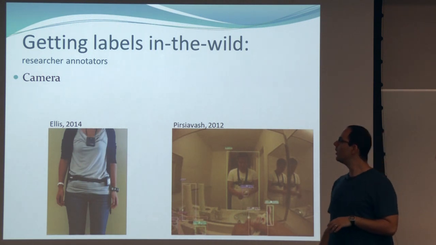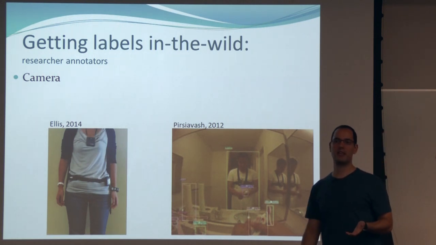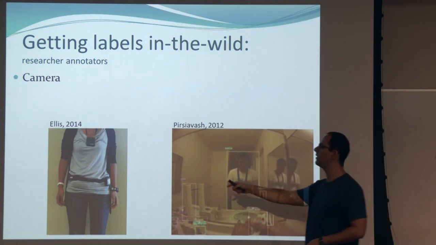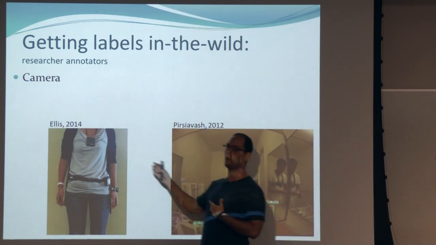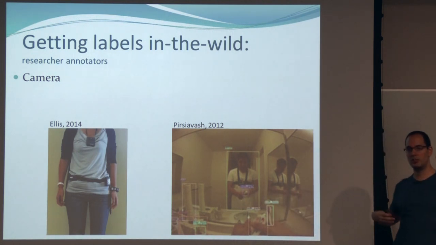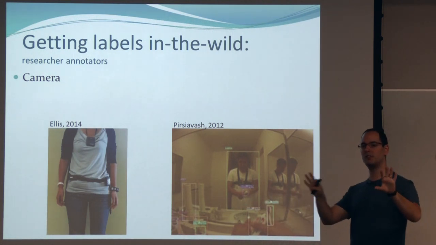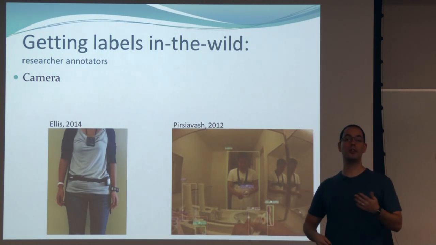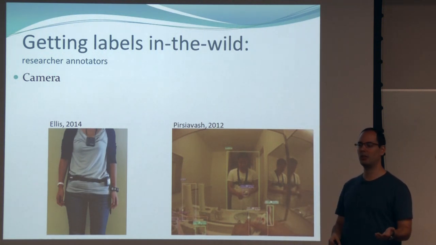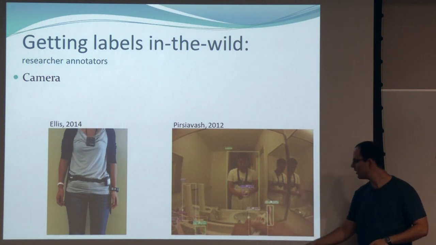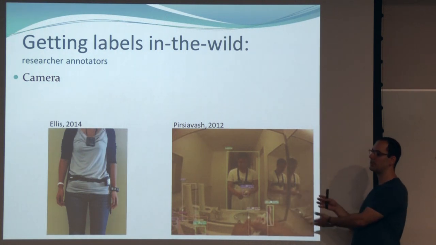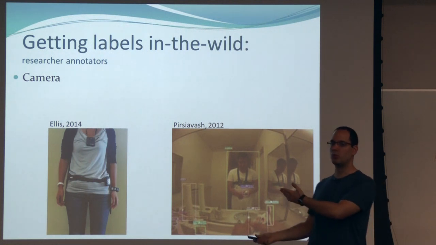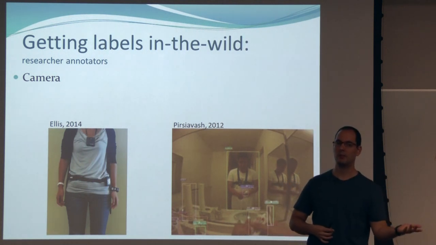One approach was to use researchers as annotators and use a camera device, like this work where they had this SenseCam hung around the neck or a GoPro mounted on the chest. It would take snapshots of the scene, and later on, offline, the research assistant would look at the images and annotate what's going on. Like here, there's a toothbrush, there's a toothpaste, and the context is brushing teeth. So what do you think of this approach? What is strong and what is a weakness about it?